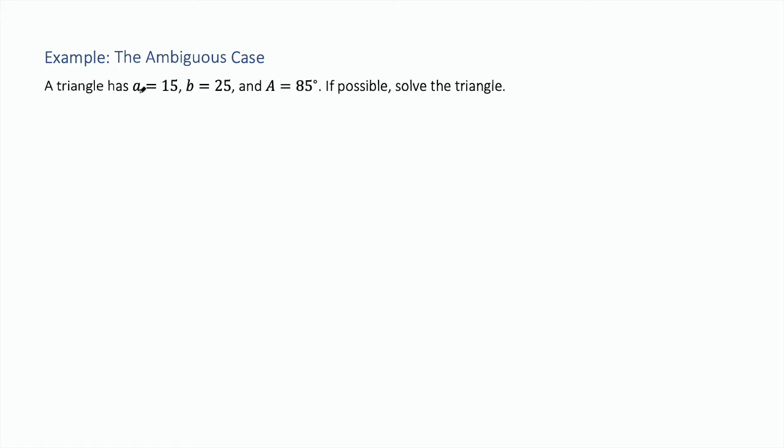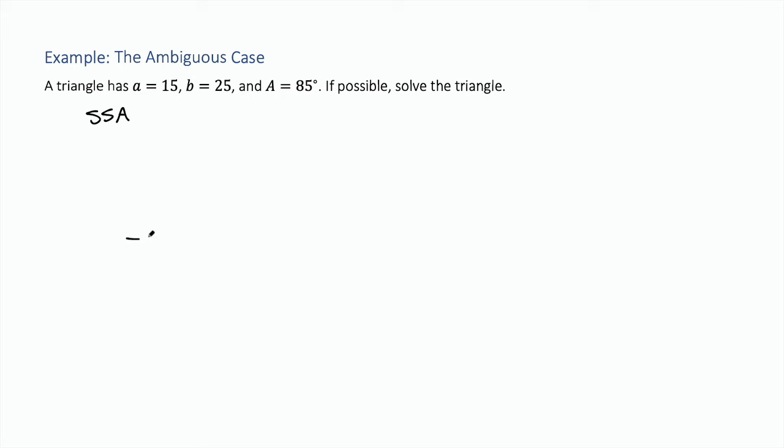A triangle has side length A equals 15 and B equals 25. And we have the angle A, 85 degrees. So we've got two sides and the angle opposite one of those sides. So this is the ambiguous case of the law of sines, side-side-angle.